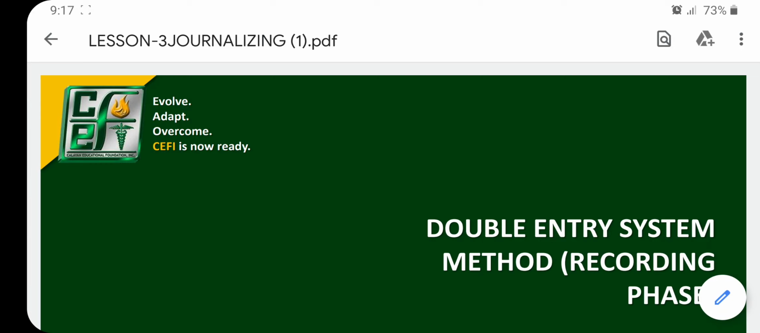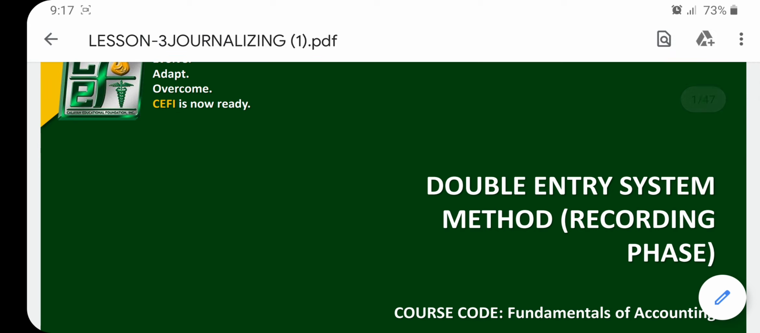So, class, hello. Right after we have learned all the elements of financial statements and together with the line items under each category, under assets, liabilities, equity or capital, income, and expenses, we're now going to proceed with the double entry system method in the recording phase of accounting.